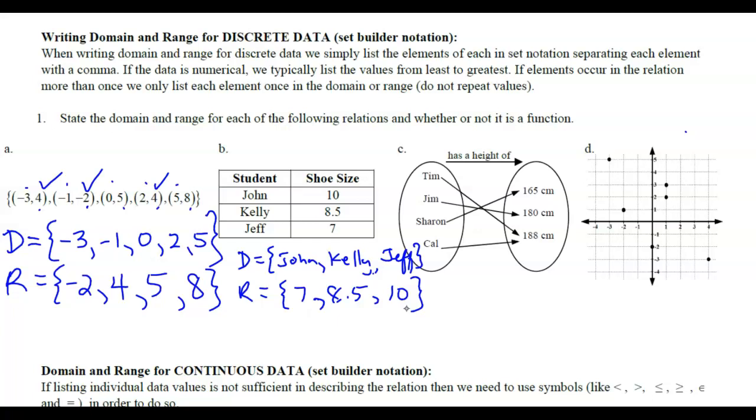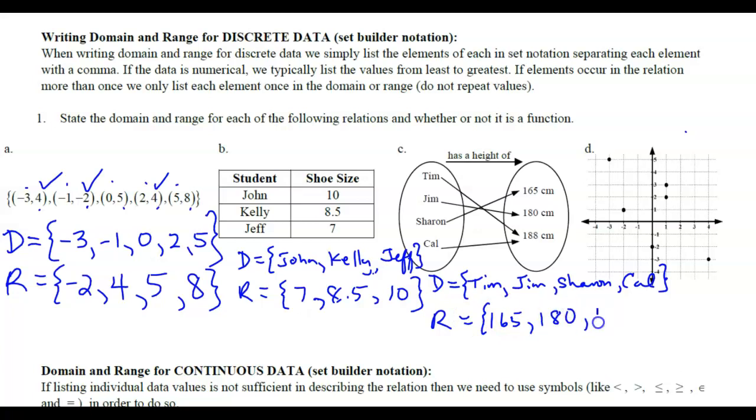Nice thing about an arrow diagram is usually when you make an arrow diagram, you should put the values in increasing order. We've got names here, so I'm going to list them as is. So Tim, Jim, Sharon, Cal. Range, they're already in numerical order, which is kind of nice. 65. And even though it has units, we don't put the units in the domain and range.